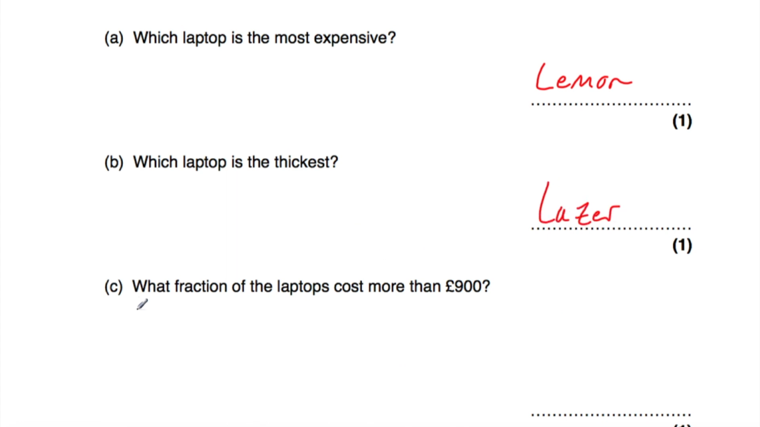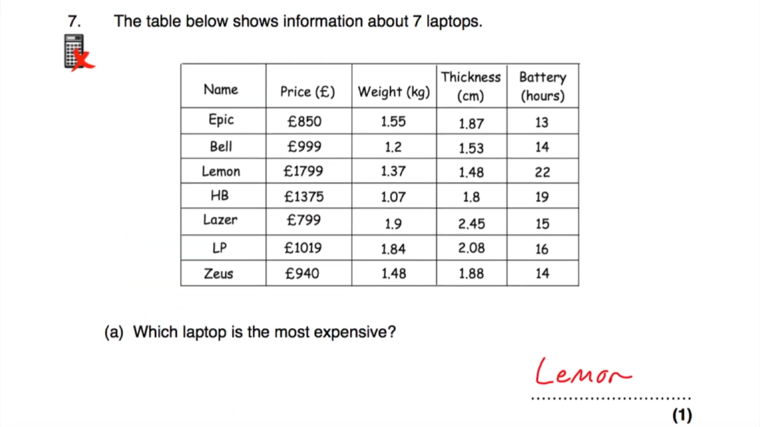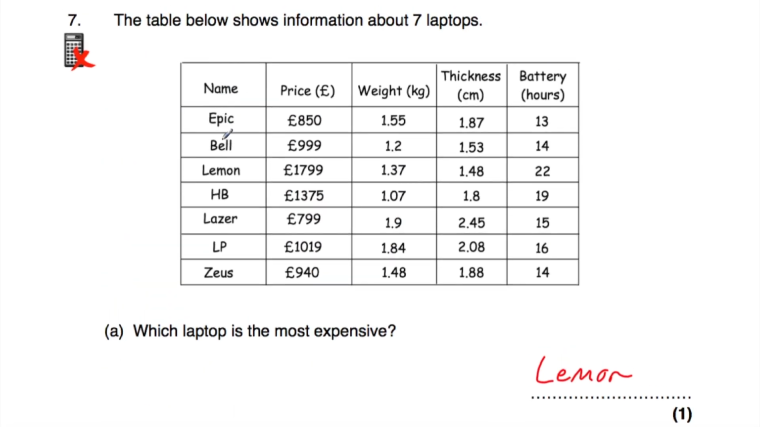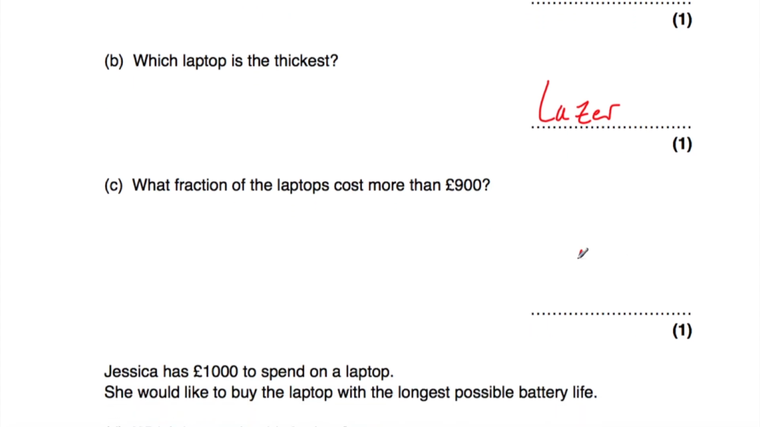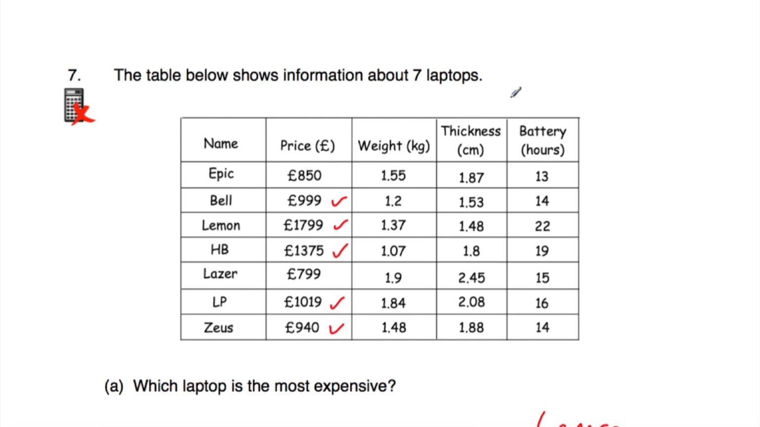Okay, part C. Part C says, what fraction of the laptops costs more than £900? So let's look at the prices. We're looking for the fraction that costs more than £900. So more than £900, there's 1, 2, 3, 4, 5 laptops. So 5 of them cost more than £900 and there's 7 altogether. So that means that 5/7 of the laptops cost more than £900. So let's write that down, 5/7. If the question said what fraction of the laptops cost less than £900, that would be 2/7.